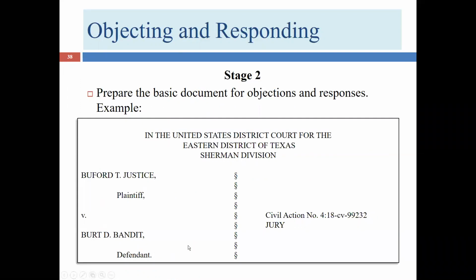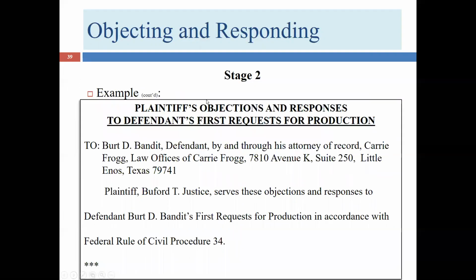And then you're going to start preparing the documents. You're going to prepare your objection and your responses. Again, you're going to be using that same caption that we've used again and again. And you'll have a title. And again, our order here is going to be those 3 things we've already talked about.